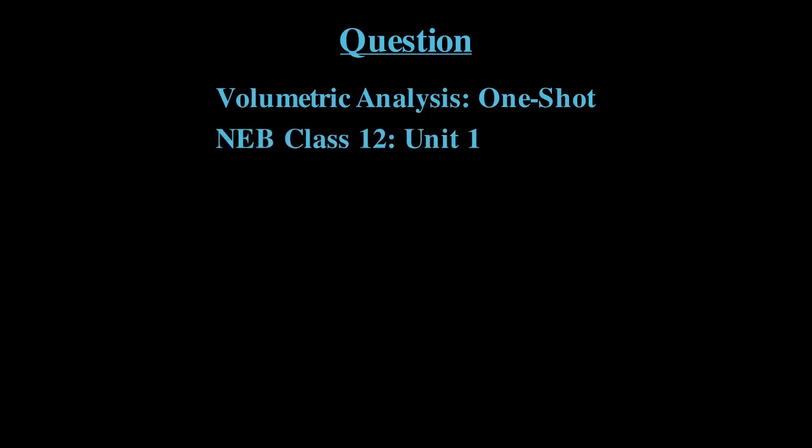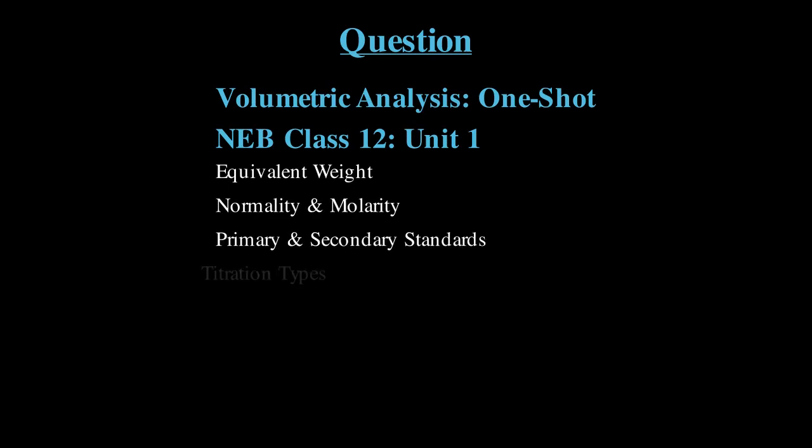Hey students! Ever wondered how chemists determine the exact concentration of an unknown solution? The answer is volumetric analysis. In this 20-minute one-shot, we will master everything you need from Unit 1 of NEB Class 12 Physical Chemistry: equivalent weight, normality, molarity, primary and secondary standards, titration types, and 3 solved NEB-style numericals. This unit is guaranteed marks every year.